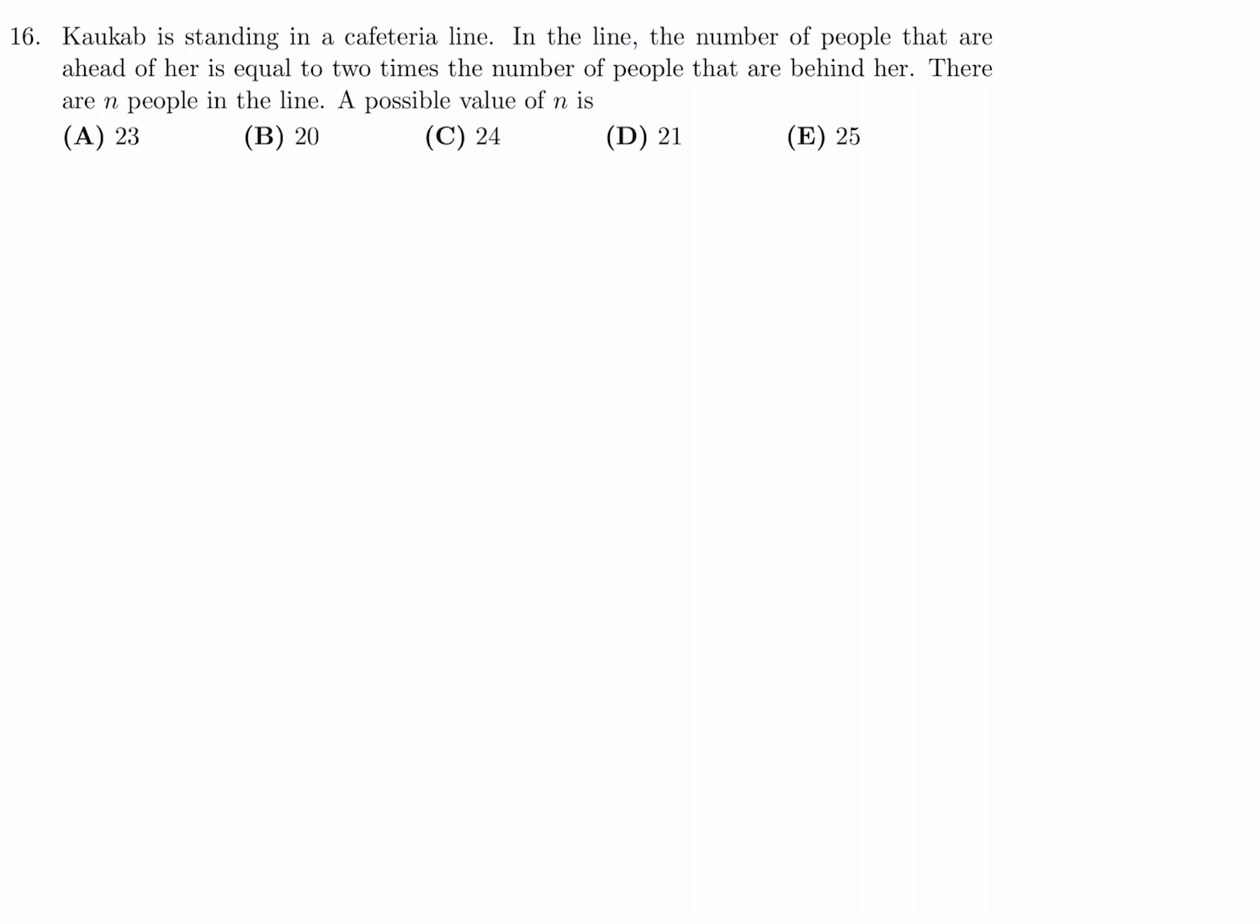Cow Cab is standing in a cafeteria line. In the line, the number of people that are ahead of her is equal to 2 times the number of people that are behind her. There are n people in the line. A possible value for n is. She is in a line, and let's just say she's right here. Right here approximately. So if there's x people in front of her, there's 2x people behind her, according to the question. Number of people in the line would be 2x plus her, so that's 1 person plus x. So that's 3x plus 1.